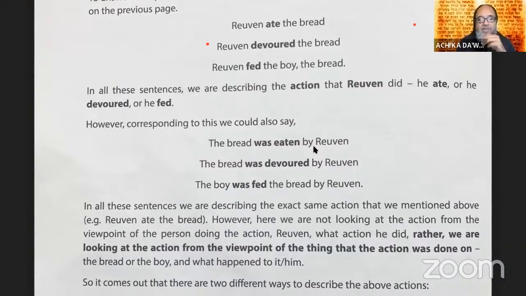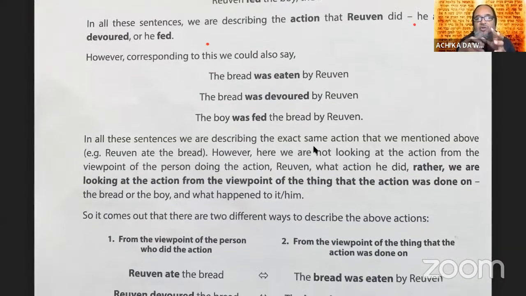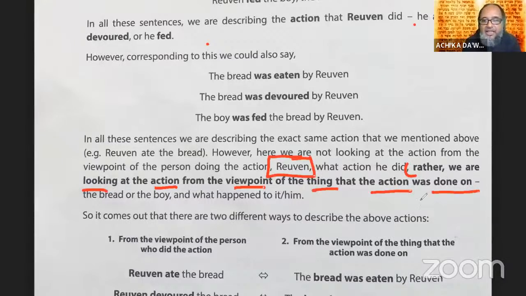What was eaten. So it says in all these sentences, we're describing the exact same action that we mentioned above, that Reuven ate the bread. However, here we are not looking at the action from the viewpoint of the person doing the action. So we're not going to focus on Reuven doing the action because he's the one who actively did it. But now we're talking about passive. A passive way of doing something is looking at the action from the viewpoint of the thing that the action was done on. That's what we're looking at.